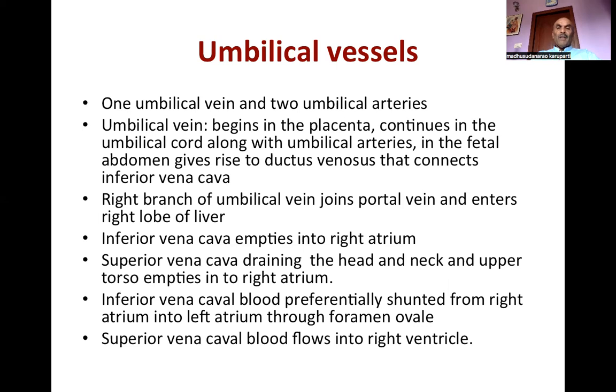The inferior vena cava drains into the right atrium, and the superior vena cava, bringing the blood from the head and neck and upper extremities, empties into the right atrium. Inferior vena cava blood, which is oxygenated, is preferentially shunted from the right atrium into the left atrium through the foramen ovale, whereas superior vena cava blood flows directly into the right ventricle.